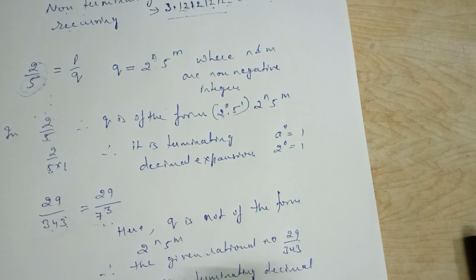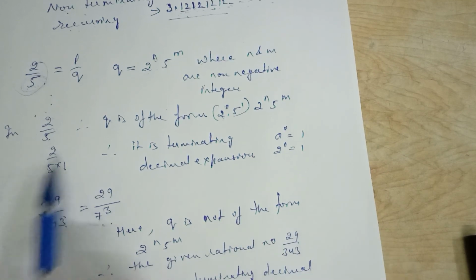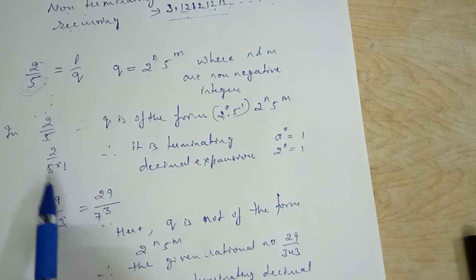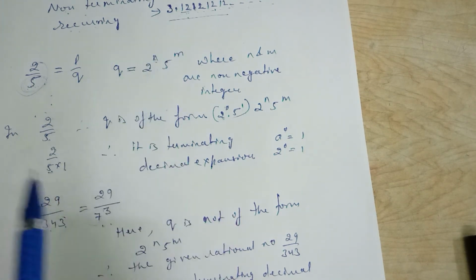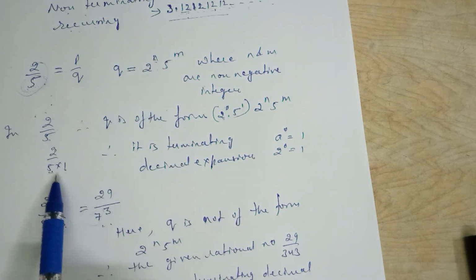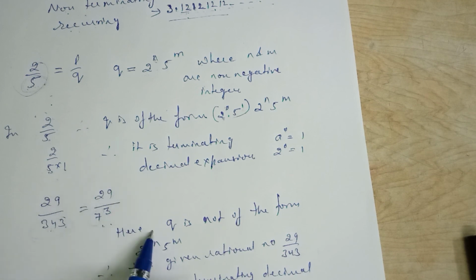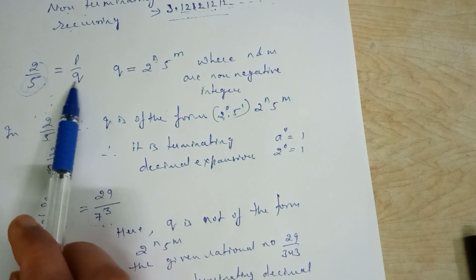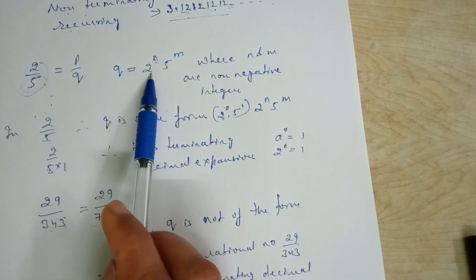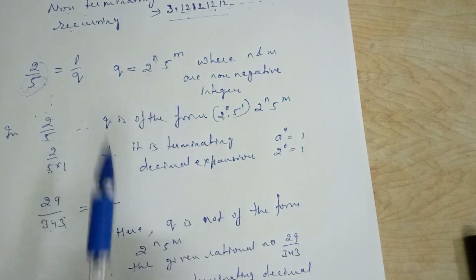So this way, whatever rational number we have, without actually dividing and converting it into decimal form, we can tell what type of decimal expansion it has by taking the factors of the denominator, that is q. It should be of the form 2 raised to the power n, 5 raised to the power m.